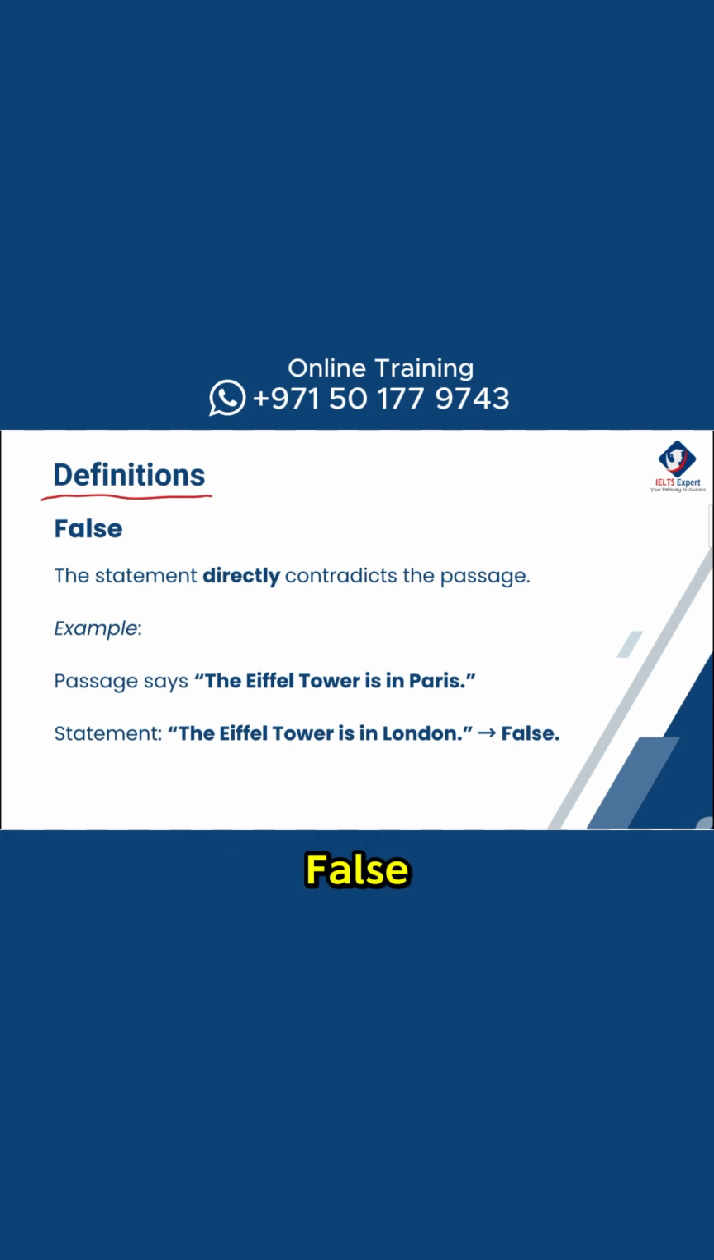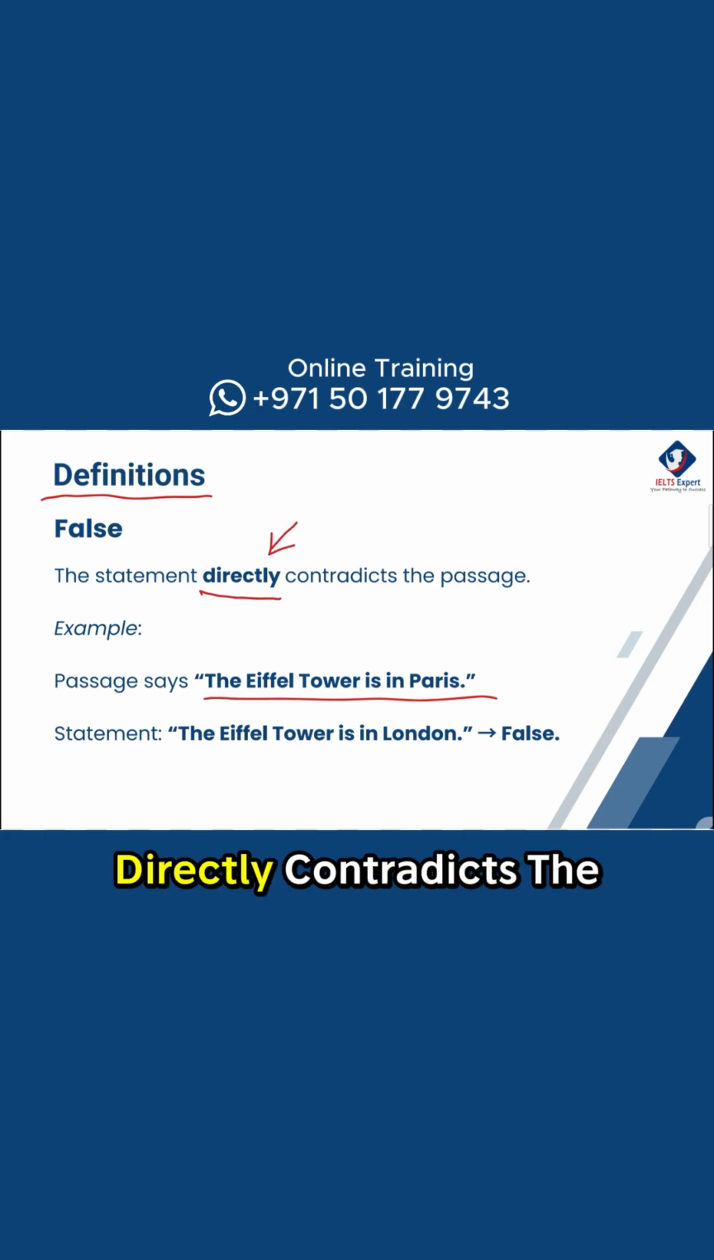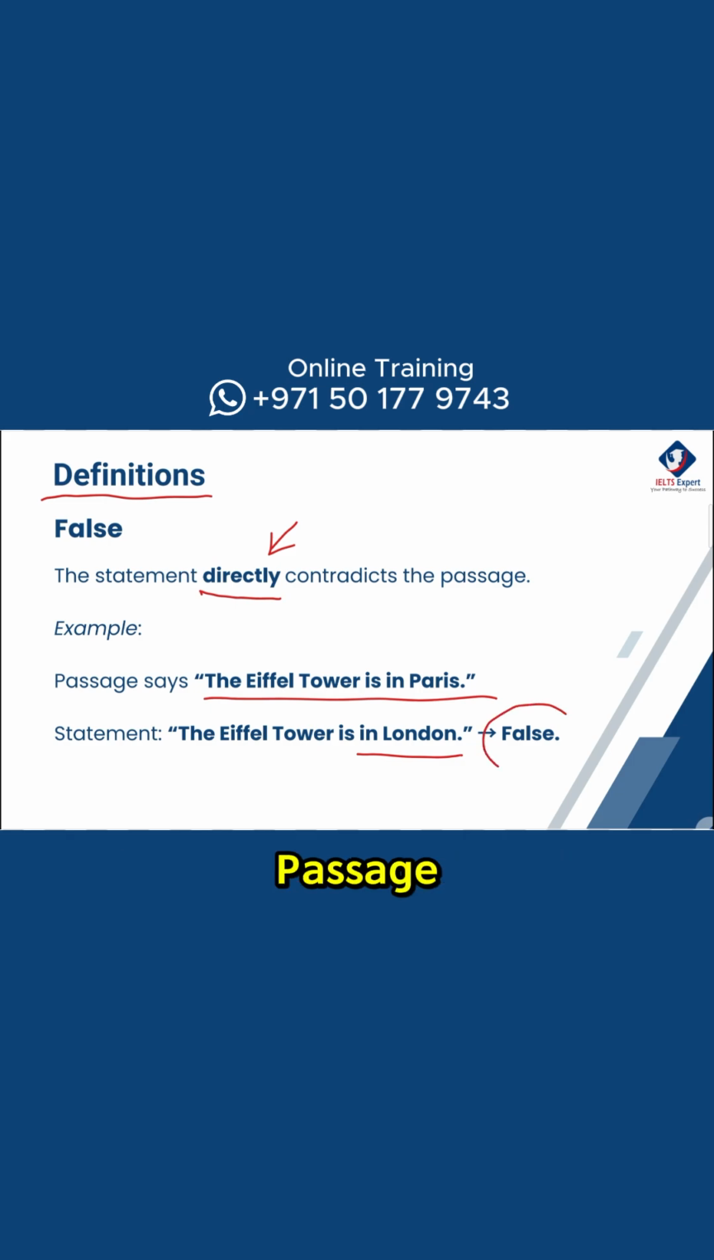Let's talk about false. When the statement directly contradicts the passage, you're going to decide false, right? For example, when the passage says the Eiffel Tower is in Paris, so that is our passage. But the statement directly contradicts the passage. Remember, they're talking about a different place, right? The Eiffel Tower is in London. So the statement directly contradicts the passage, so you're going to decide false, right?